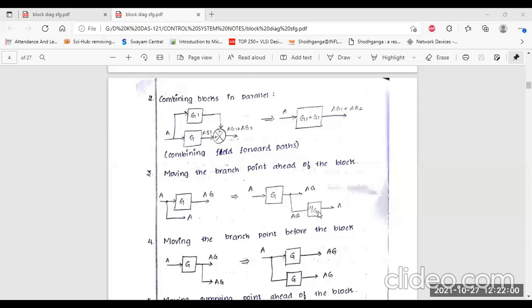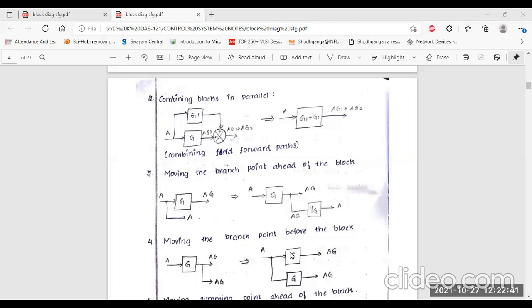Next, another one. Number 4. Till now, we have covered the different types of rules, and after the rules, we have to apply the different rules in the given problems also. Number 4, moving the branch point before the block. Okay, so here you can see you are given this type of question, moving the branch point before the block. Here you can see this A, this is a controller part, and this AG is a branch. So you have to shift this branch before the block. That is, you have to change this branch into this section.